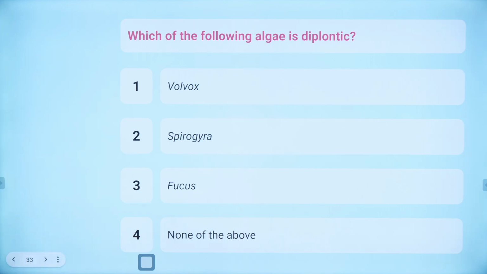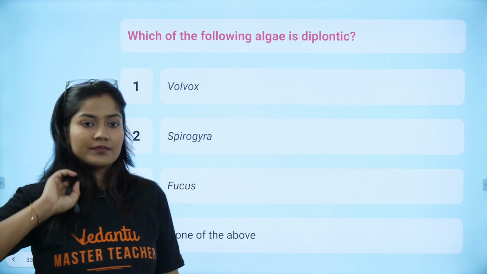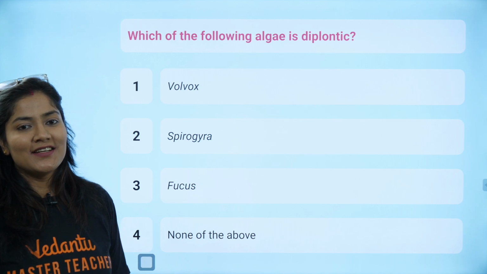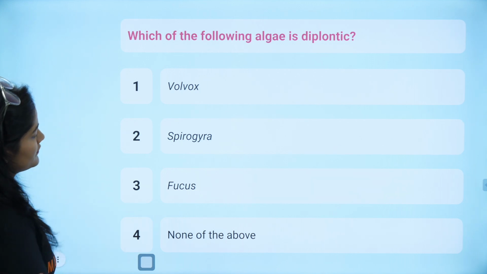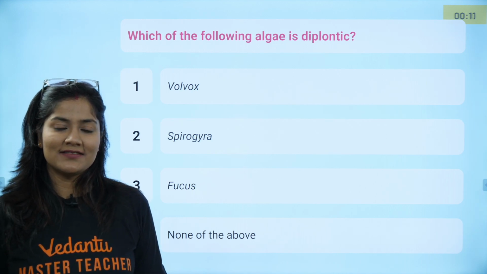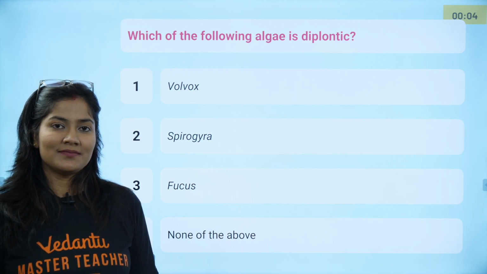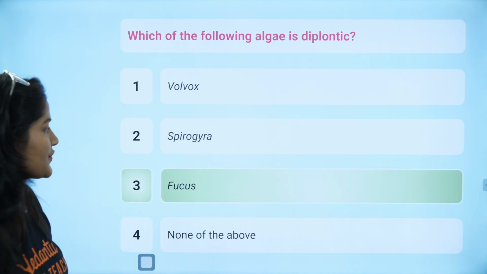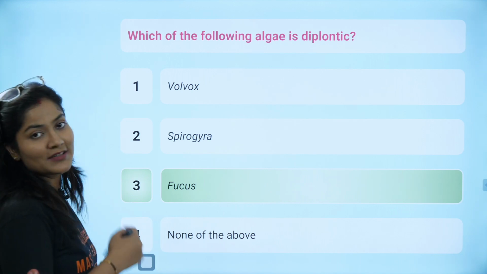is diplontic? Volvox, Spirogyra, Fucus, none of the above. Which one of the following is your diplontic algae? So your time to select the correct answer starts now. Time's up and the correct answer is Fucus, right? So you have to remember the example, that is FD, right? FD represents your Diplontic phase.